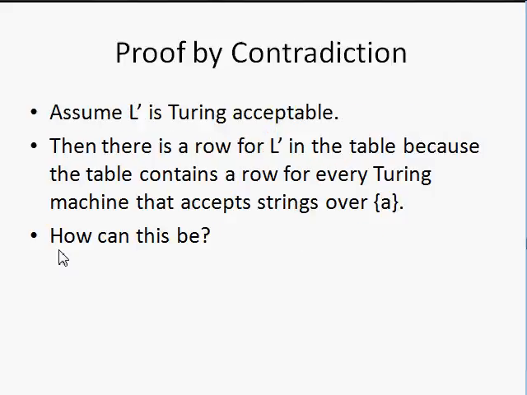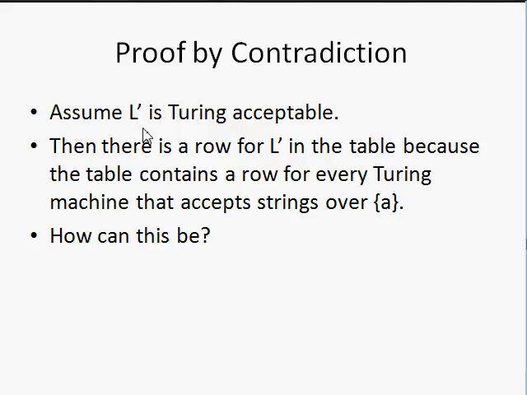How are we going to prove that that language of strings that have 0s on the diagonal, the one we're calling L prime, is not Turing acceptable, that it is outside the hierarchy? It's going to be a proof by contradiction, as so many of our proofs are. We're going to assume that it is inside the hierarchy, that it is Turing acceptable.